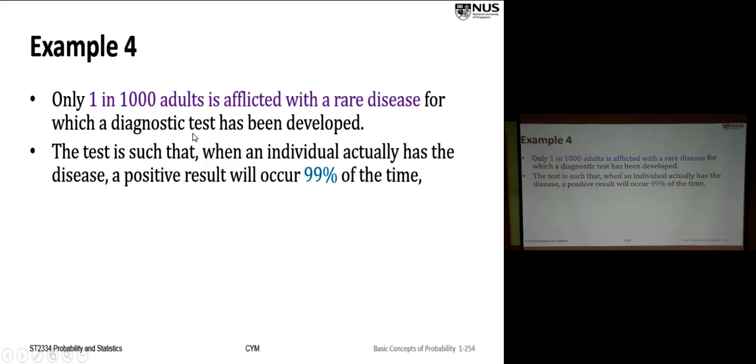So we develop a diagnostic test, and now read the question carefully. What is this 99%? It means that if this particular person has the disease, then the chance of a positive result is 99%. Good, huh? So only 1% that you cannot detect.